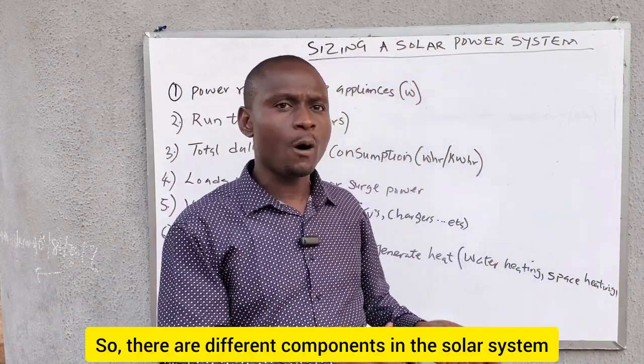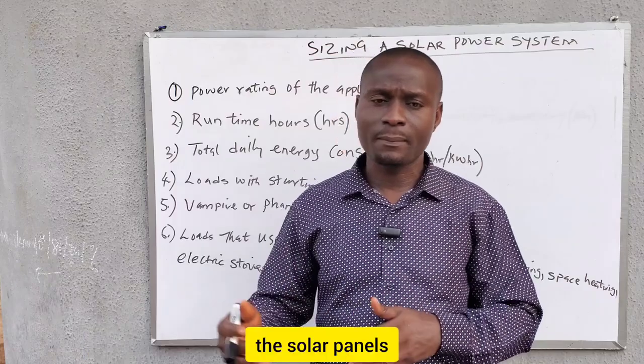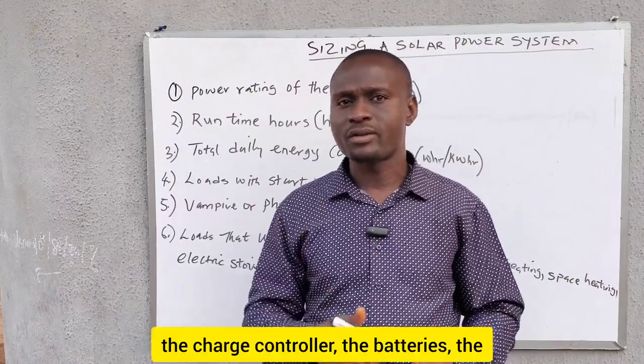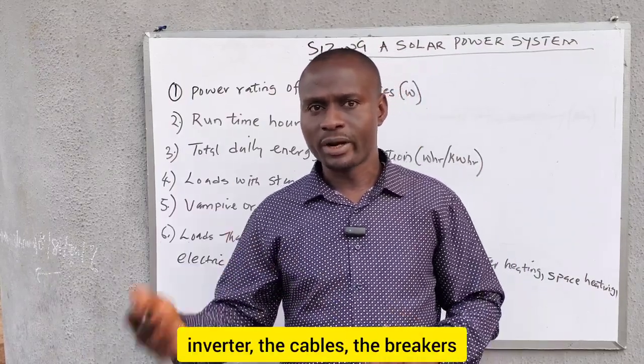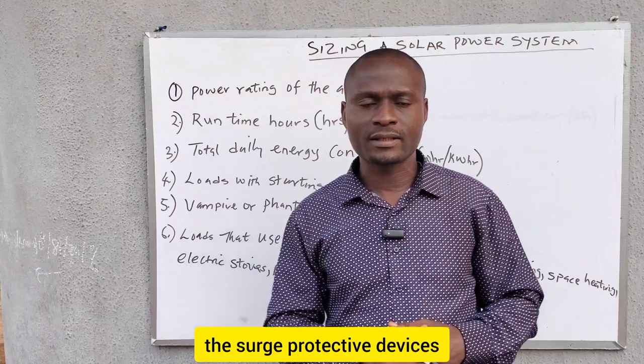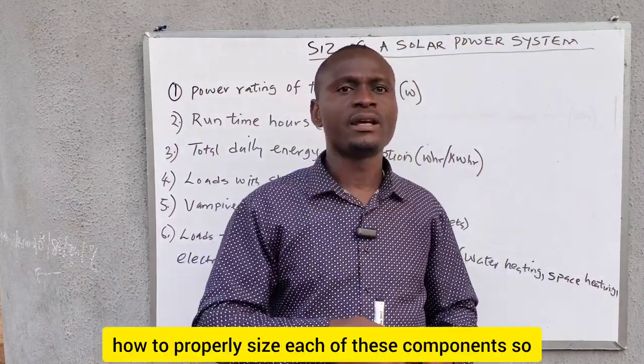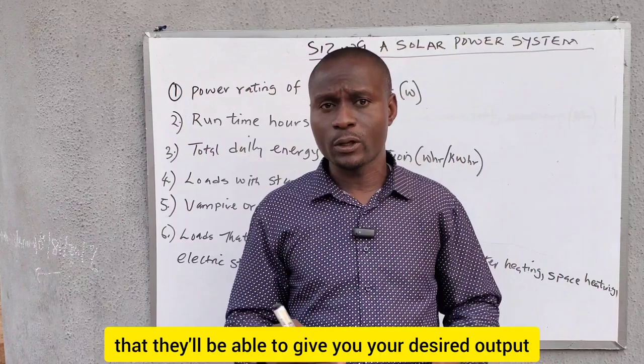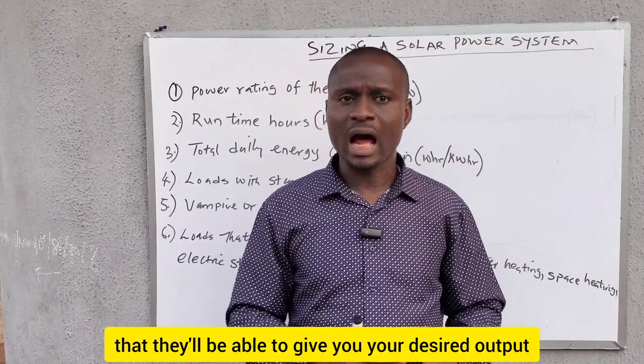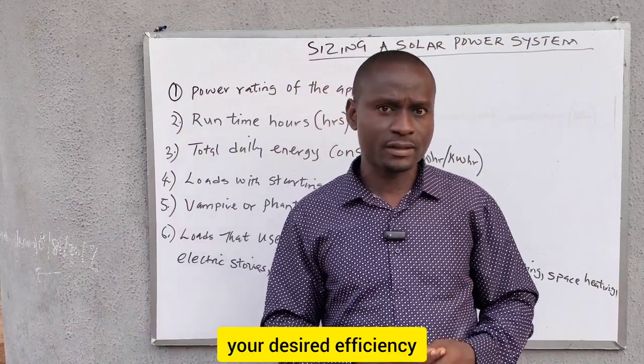So there are different components in the solar system: the solar panels, the charge controller, the batteries, the inverter, the cables, the breakers, and such protective devices, that's the SPDs. So you need to know how to properly size each of these components so that they'll be able to give you your desired output, your desired efficiency.